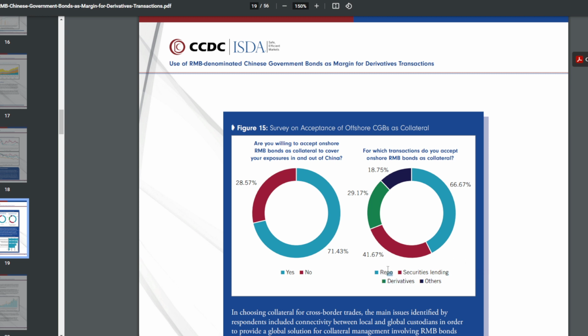What's funny is repo is dominating this position at 66.67%. So 66% of the people are saying that, hey, we will accept these Chinese market bonds if you're going to be participating in the repo market. The next largest one is, go figure, securities lending. So 41% of them saying, yeah, on the securities lending end, if you want to use Chinese government bonds as collateral, we're okay with that too.